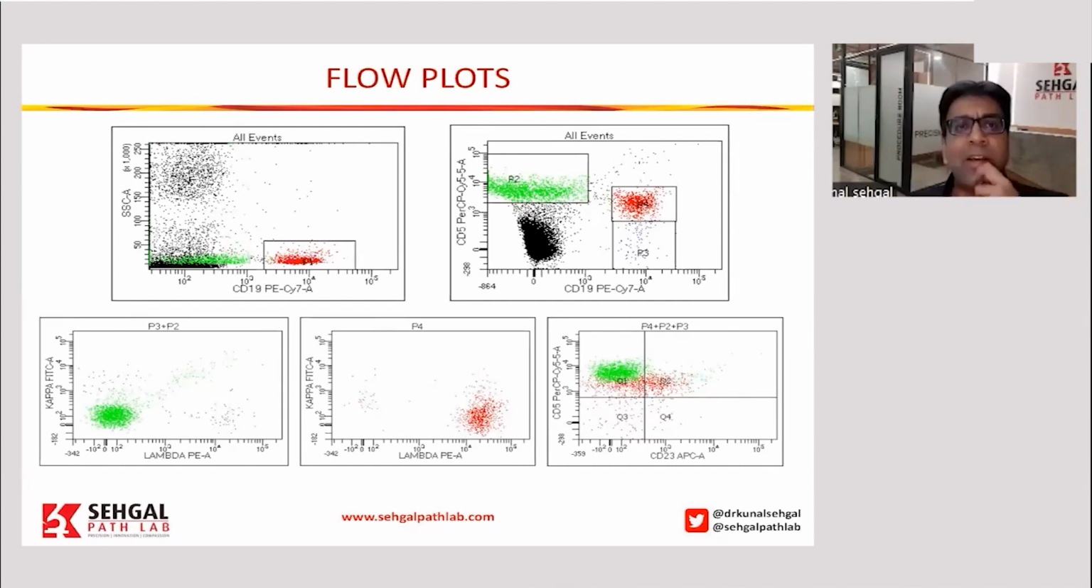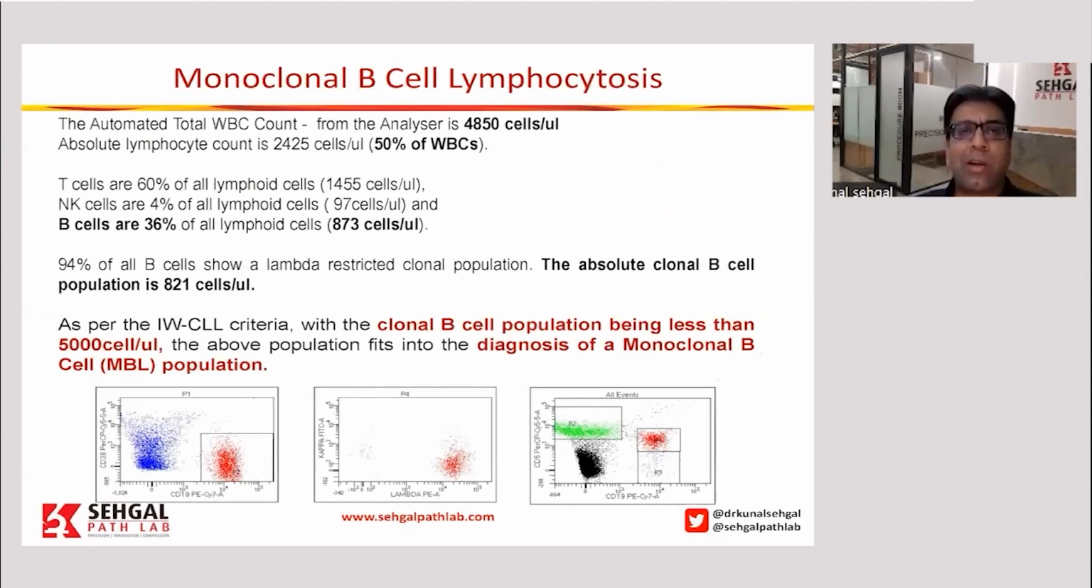Why am I emphasizing this small population? The phenotype, again, you will say, is it like a CLL phenotype with a heterogeneous CD23 or heterogeneous CD20, a CD19, CD5 population? Yes, it does look like it, but the B cells were only 36% of all lymphoid cells, and their absolute count is 873. So even though I am seeing a CLL phenotype, in such patients it is important to know what the clonal WBC count and the clonal B cell population is.